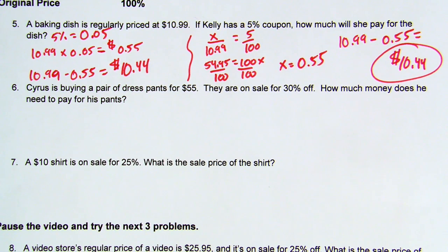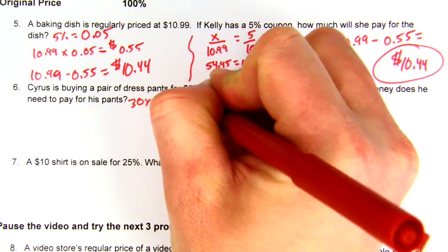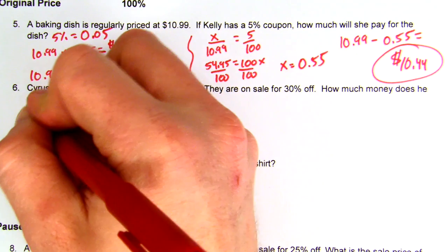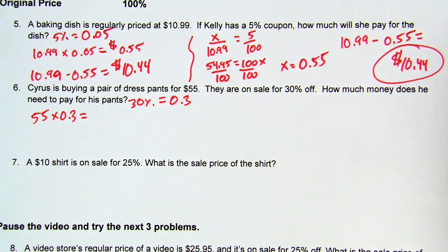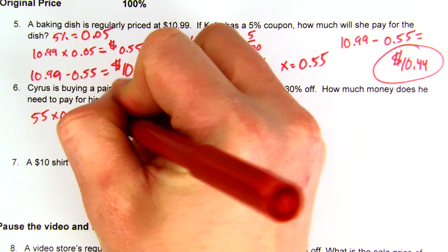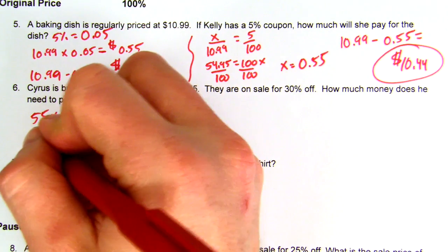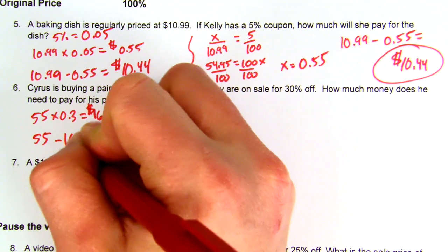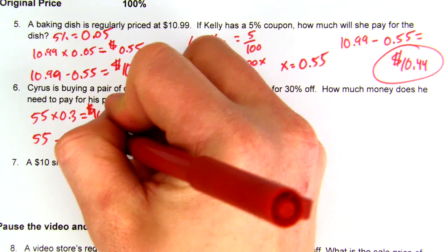Alright, number 6. Cyrus is buying a pair of dress pants for $55. They're on sale for 30% off. How much money does he need to pay for his pants? So let's change our 30% to a decimal, which is 0.3. We're going to multiply it by the original price to get how much the discount is, and that is $16.50. I'm going to take my original price of $55 and subtract off my $16.50, and I get an answer of $38.50.